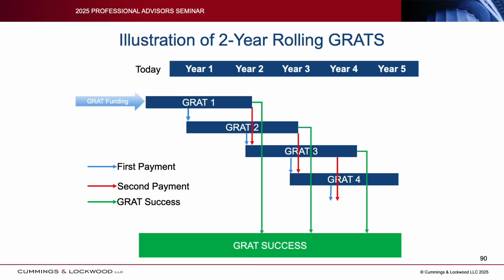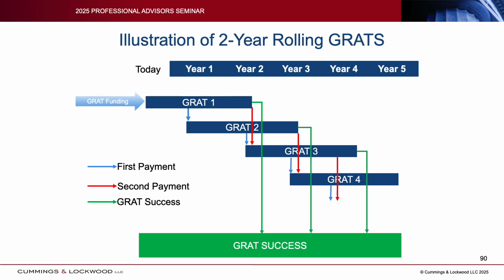So if the GRAT strategy is something that the client's already decided they like, we want to keep using it. At the end of year one, when that $5.3 million annuity payment comes back, we want to put it into a new GRAT. And when the second payment comes out, we want to put that into a new GRAT. So this is kind of a confusing chart, but GRAT funding is today. You're funding GRAT 1. When you get to year one, the first annuity payment has to be made. Instead of just taking it and sitting on it, we're going to put that into GRAT 2.